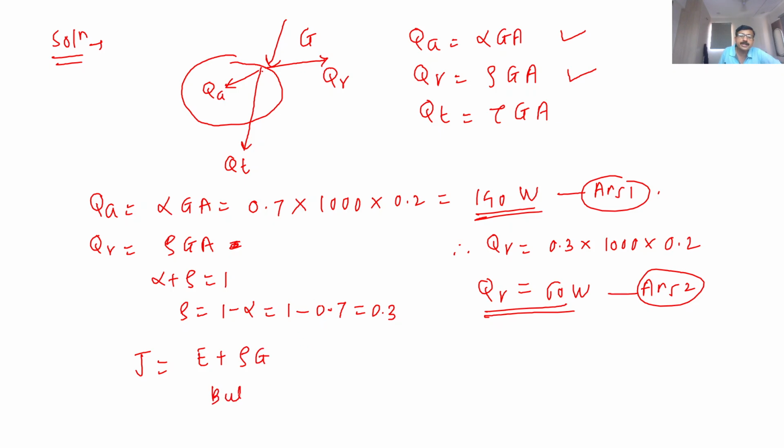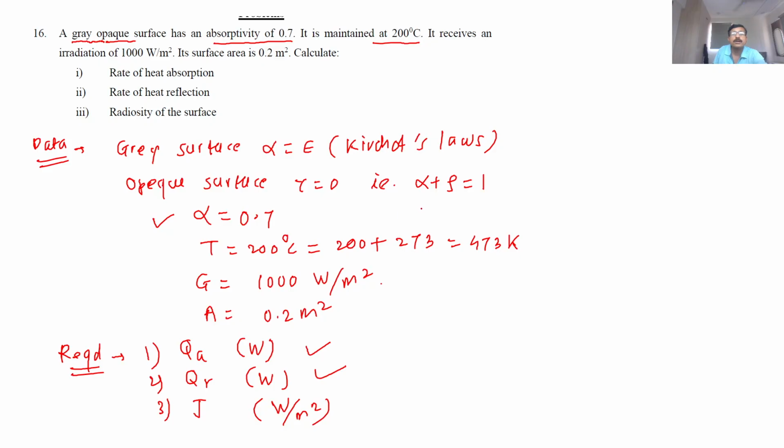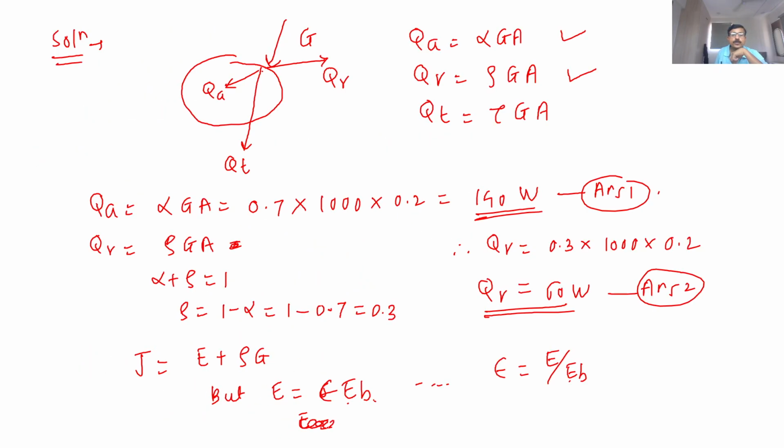But what is E? E means emissive power. E is equal to epsilon Eb. You know the formula of emissivity: E upon Eb. So E becomes epsilon Eb. So we need to get epsilon and Eb first. What is epsilon? Okay, I don't know epsilon. So first I need to calculate epsilon and Eb.